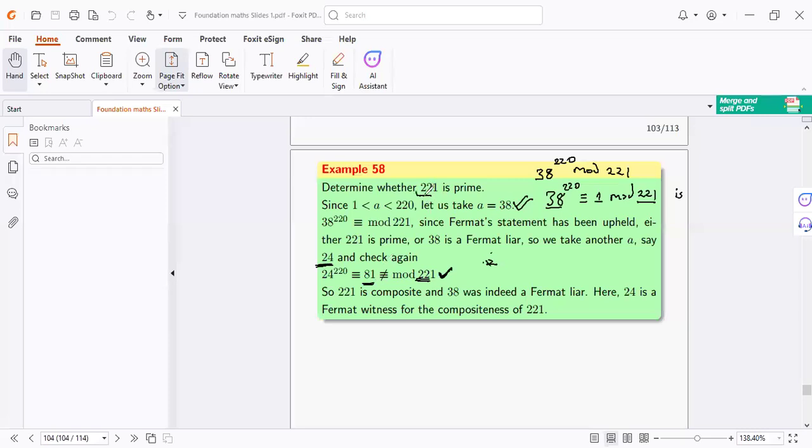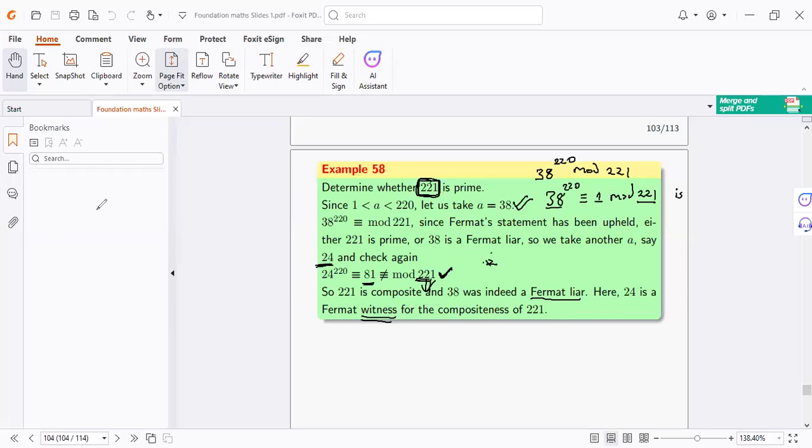So I can say for sure that this number is not a prime number, because this test has rejected it. Therefore, the first number 38 had lied to us, so we call it the Fermat liar. It was saying that 221 is prime. So 24 is what we call the witness. It has witnessed that this number is composite and not prime.